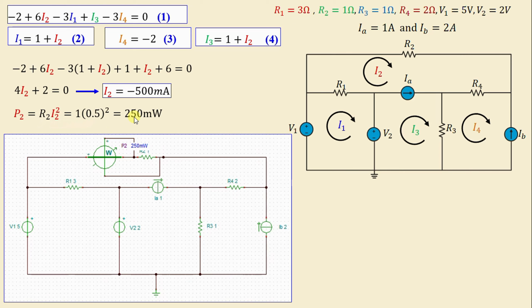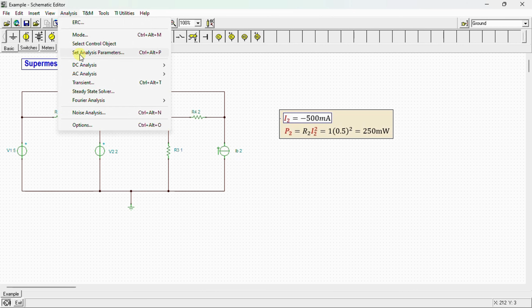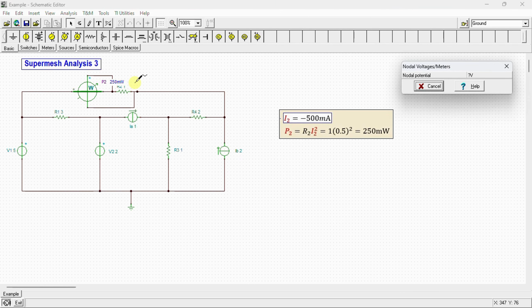Now let's proceed to the SPICE environment. Here is the circuit done in the SPICE simulator. We have our voltage sources V1, V2, and the current sources IB and IA. In order to measure the dissipated power in the resistor R2, we connect the voltmeter here. Let's move on to analysis. This is the analysis to calculate nodal voltages. We can see here that the dissipated power in the resistor R2 is equal to 250 milliwatts, the same value we have obtained by calculation.